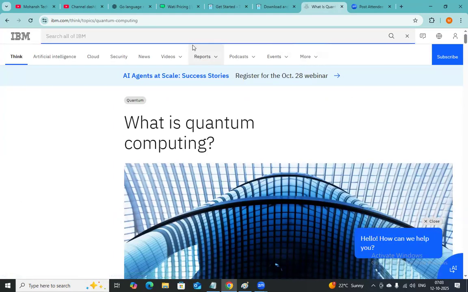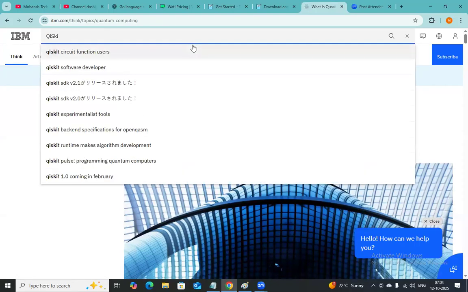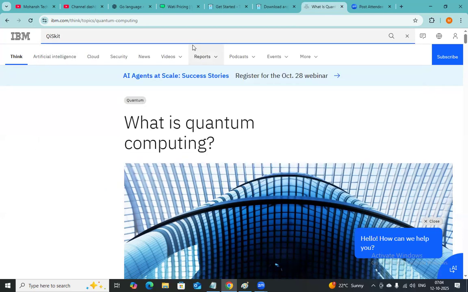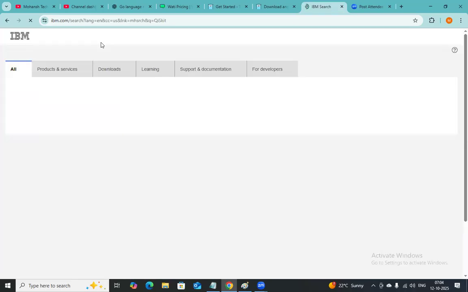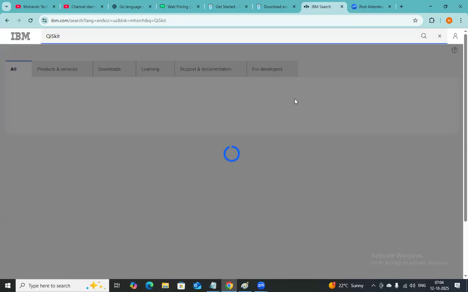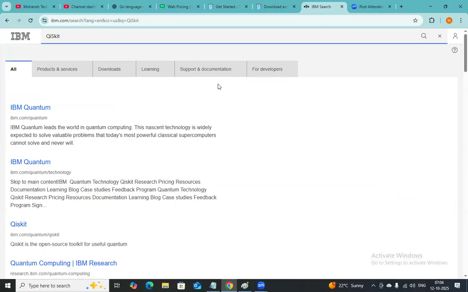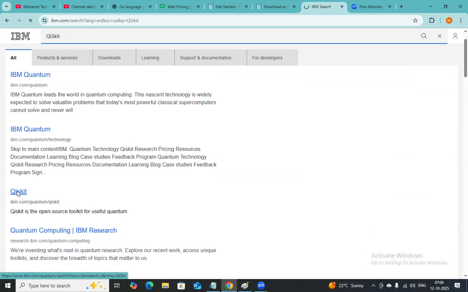Let me search for Qiskit here. There is a library, a framework called Qiskit. Okay, quantum computing implemented with the Qiskit framework. That I want to execute and show for you now. Wait for 1 second, it is searching for that. Okay, IBM Qiskit.